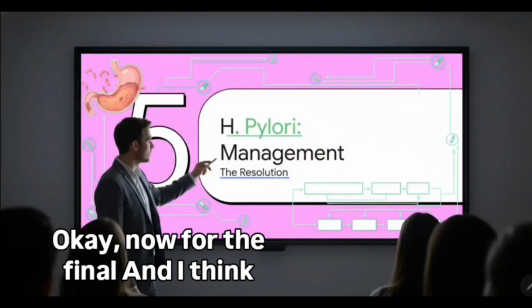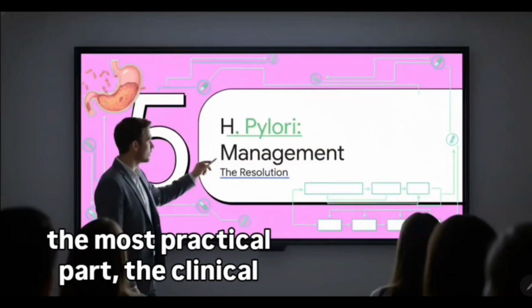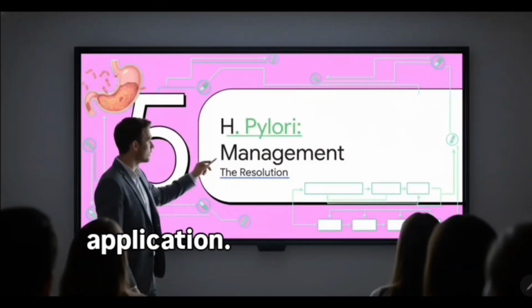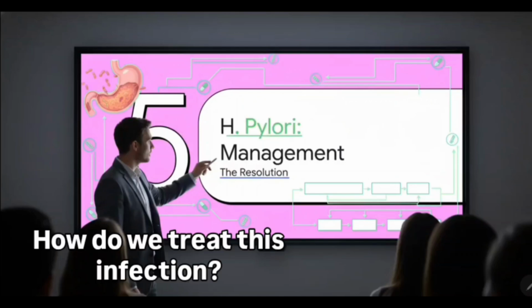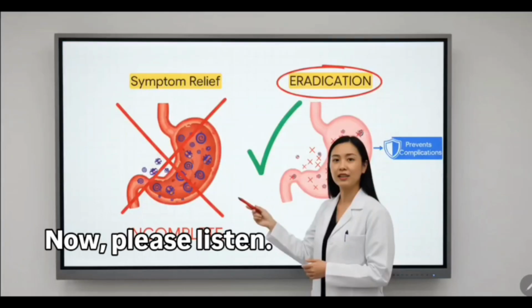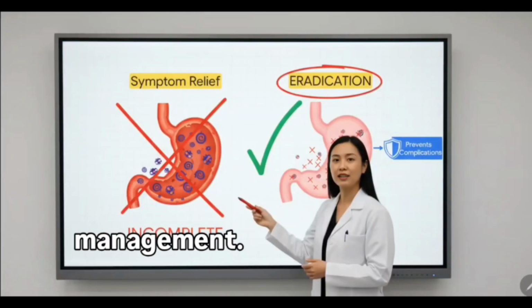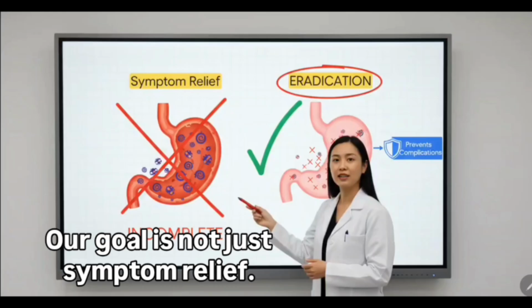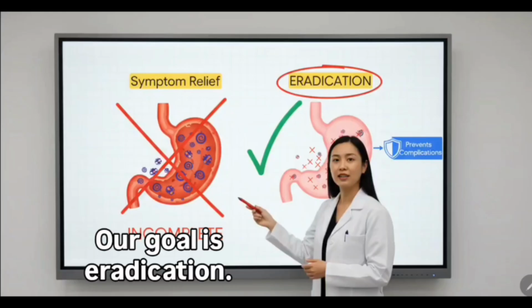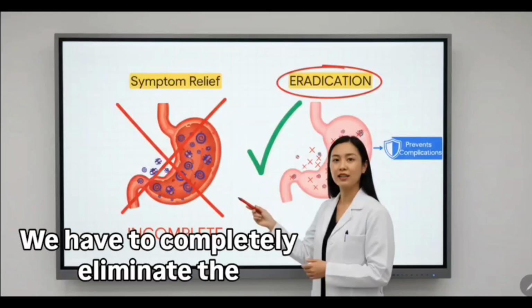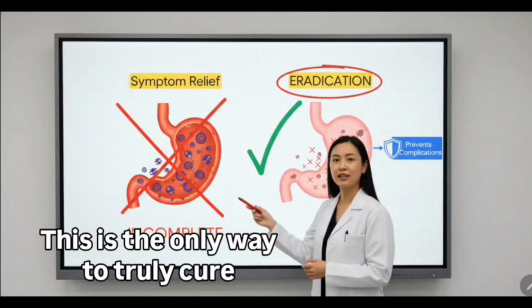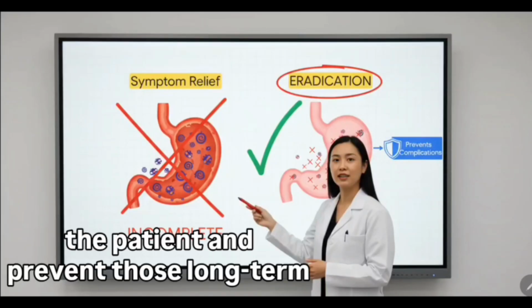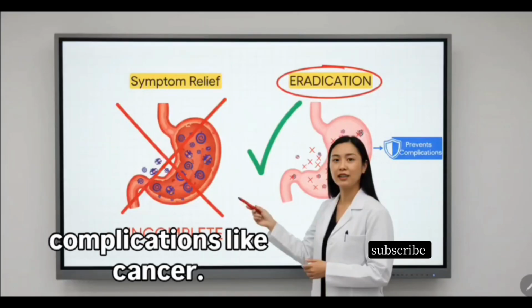Okay, now for the final, and I think the most practical part, the clinical application. We found the enemy. How do we treat this infection? Now please listen, this is the most crucial point in management. Our goal is not just symptom relief. Our goal is eradication. We have to completely eliminate the bacteria from the stomach. This is the only way to truly cure the patient and prevent those long-term complications like cancer.